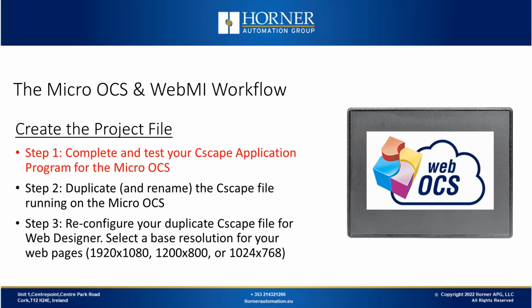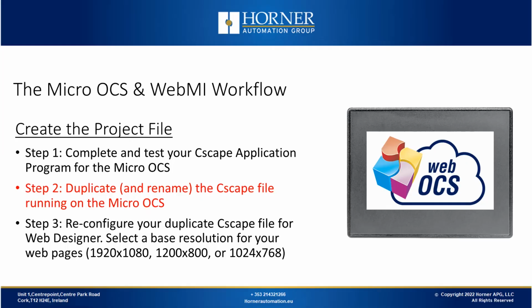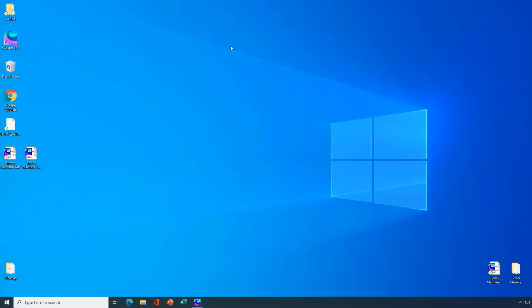So for step 1, we had to program our OCS to run an application, which is what I did here. Here I have a micro OCS that's running an epoxy machine, and I have tested it to make sure it's working. The next step is to duplicate and rename the Cscape file running on the micro OCS, and then open that file and reconfigure it for Web Designer. So here's my desktop, and here's my original file that I developed for the micro OCS, and then I duplicated it and renamed it, giving it a different name.